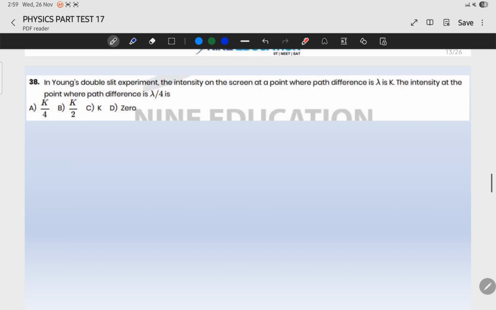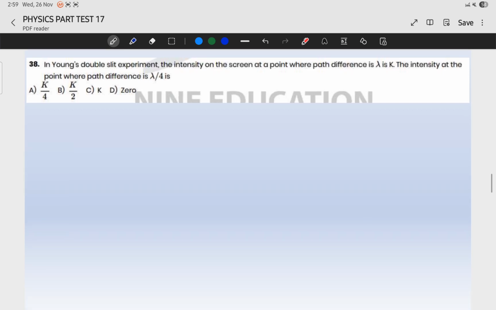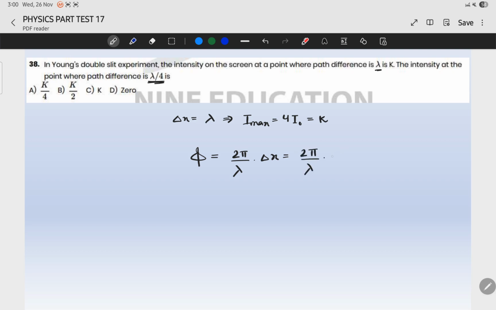Next, in YDSE experiment, intensity on the screen where the path difference is lambda is K. So path difference lambda means maximum intensity, which is 4I0, and this is given to be K. Intensity at a point where path difference is lambda by 4. So at that point, what is the phase difference? 2 pi by lambda into delta x. 2 pi by lambda, delta x is lambda by 4, which is pi by 2. So the phase difference at that point is pi by 2.